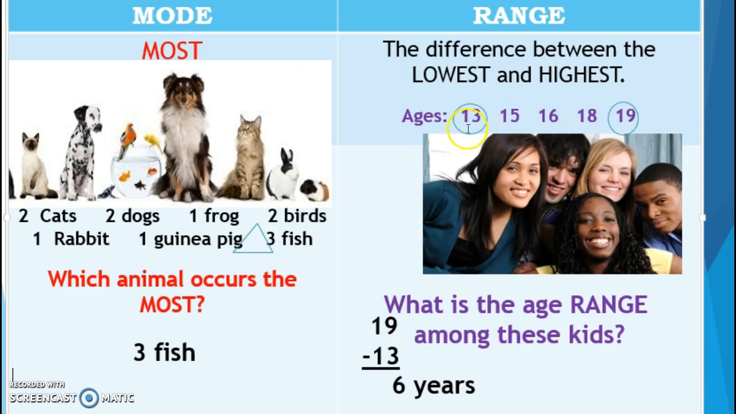Well, when you find the range, you're just going to take the 13, the lowest number, and the highest number, 19. You line them up as a subtraction problem. 19 minus 13, and now subtract 9 minus 3 makes 6. So the age range among these kids is 6 years.